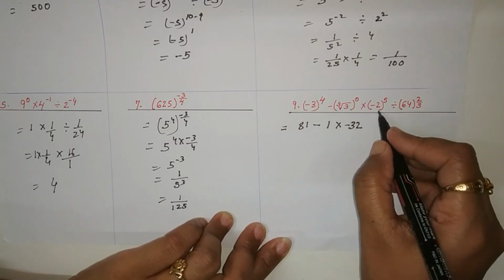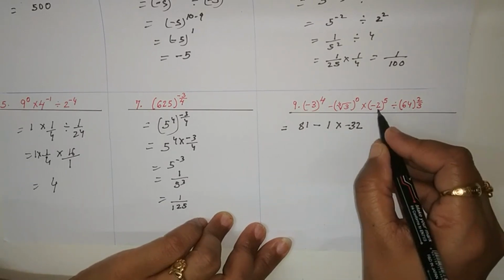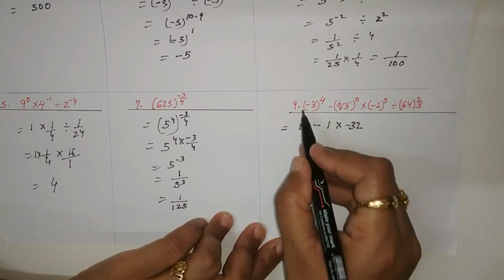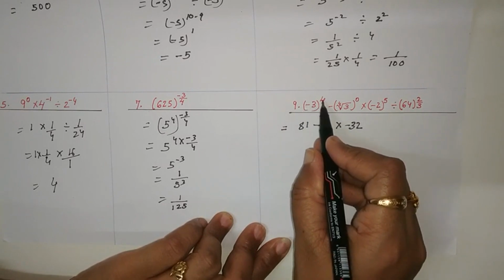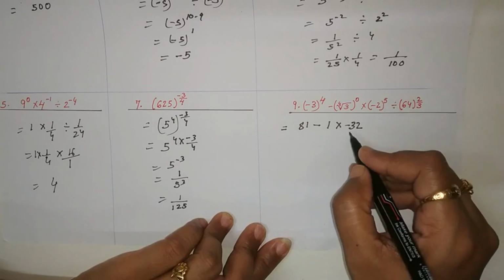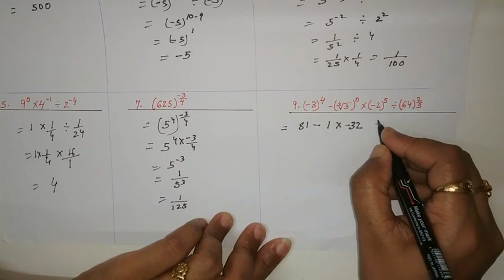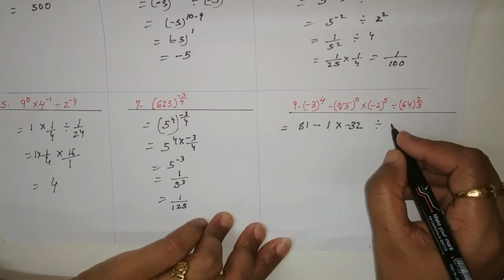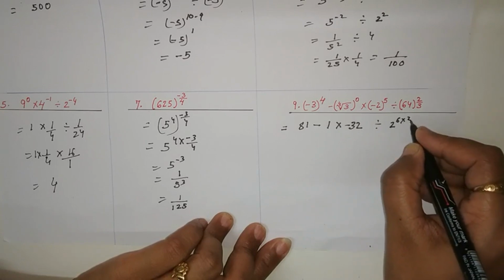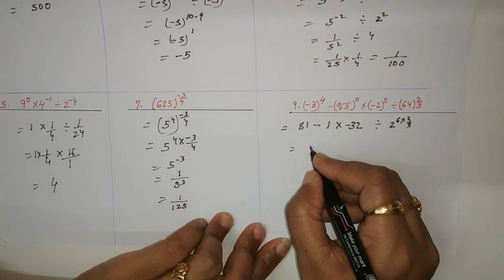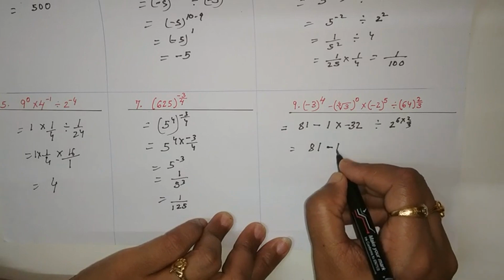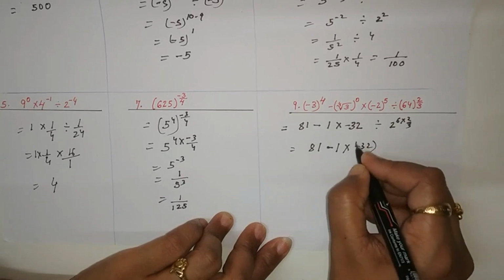How? 2 to the 4, to the 8, to the 16, to the 32. We know 2 to the power 5 is 32. But a negative number raised to the power of an odd number is negative. Here, the negative number raised to the power of an even number, the answer was positive. Now, divided by 64, we all know, is 2 to the power of 6 into 2 by 3. So we get 81 minus 1 into minus 32.